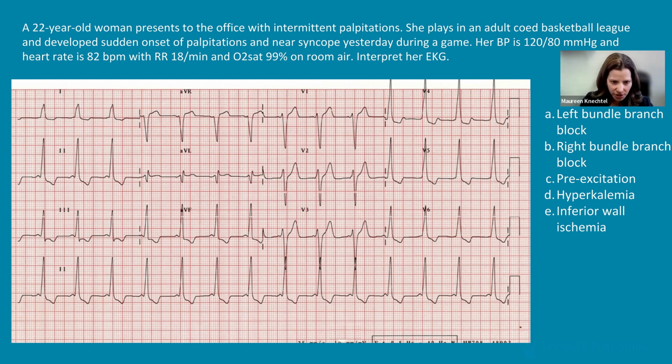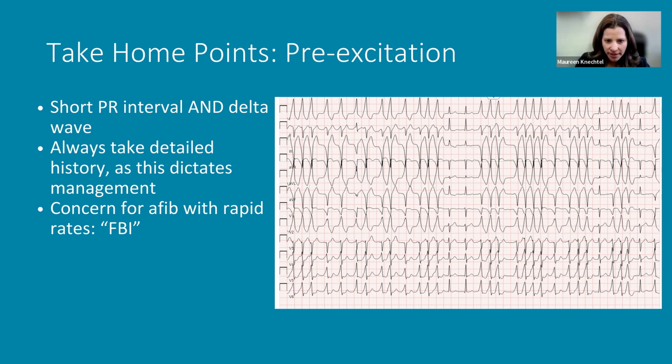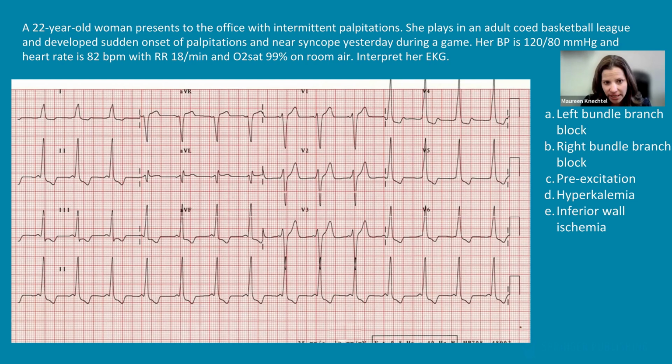Why is that a can't miss EKG finding? This is the ultimate concern that we have, which looks crazy. It looks like a crazy EKG. So you remember FBI: fast, bizarre, irregular. Hopefully you're not going to see this. What you're typically going to see is this, and then you're going to ask the patient, do you have any symptoms related to this? Palpitations, near syncope, maybe chest pain.